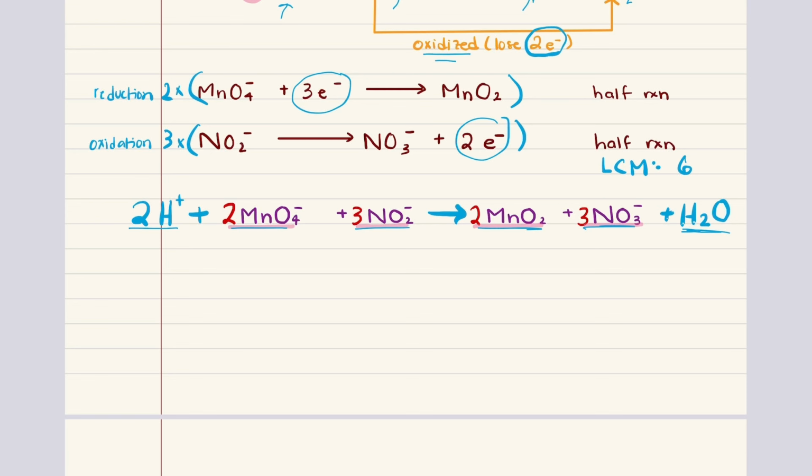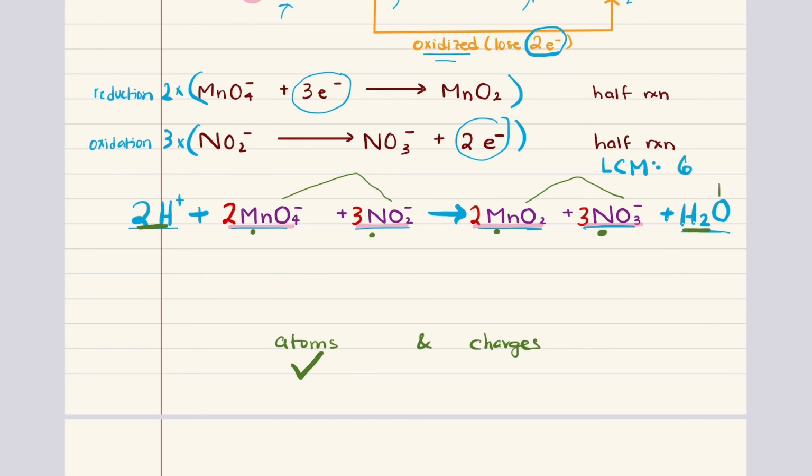Before moving on, we always verify two things just to make sure we didn't miscount anything. First, we'll worry about the atom count. For manganese, there's 2 on each side. For nitrogen, there is 3 on each side. For oxygen, there is 14 on each side. And for hydrogen, there is 2 on each side. Okay, so this is good. Our atom count is perfect.